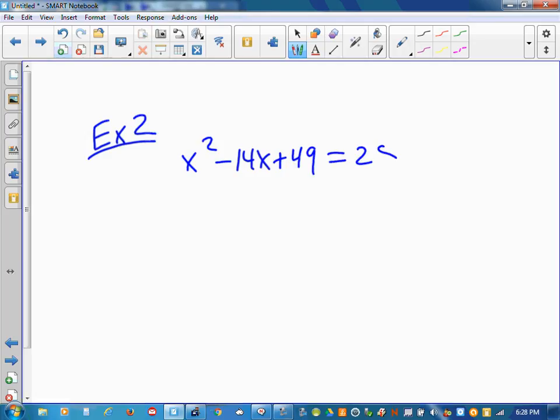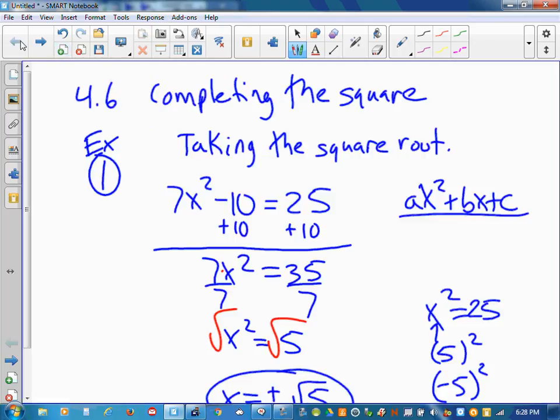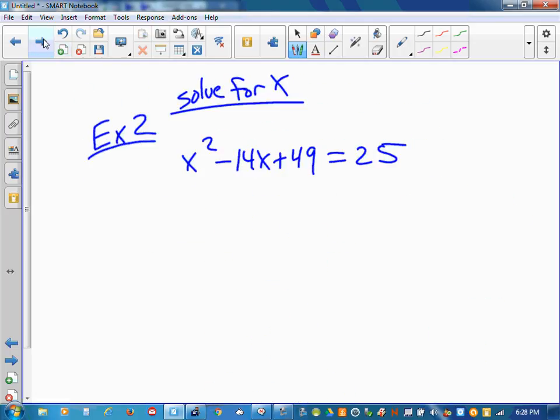x squared minus 14x plus 49 equals 25. Each side of this equation is a perfect square. So we're solving for x. That's the instructions, to solve for x. And that was the last one. So we're solving by taking the square root. Each one of these is a perfect square. You may not recognize it as a perfect square, but it really is. We know that 25 is a perfect square because 5 times 5 is 25, but this is a perfect square trinomial on the other side of the equation.